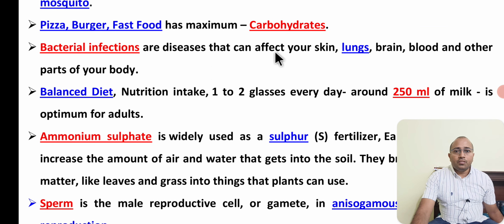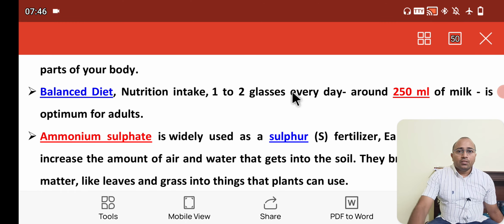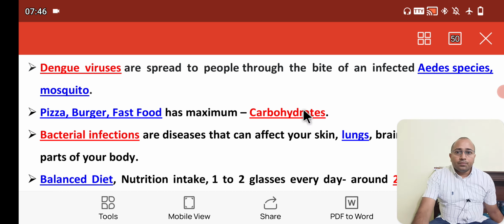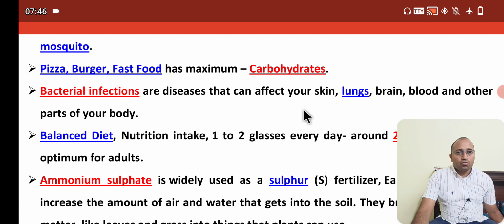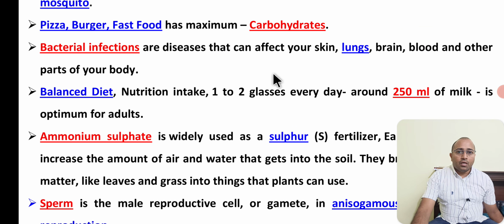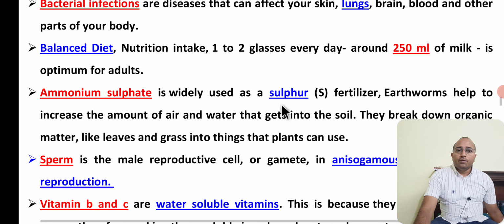You know about pizza, burger and fast food, they have the maximum carbohydrates, guys. In this you can see rice also has more carbohydrates. Bacterial infections are diseases that can affect your skin, lungs, brain, blood and other parts of the human body. So bacterial infection is very dangerous. You should know about bacterial infections related to typhoid and all bacteria-related diseases only.